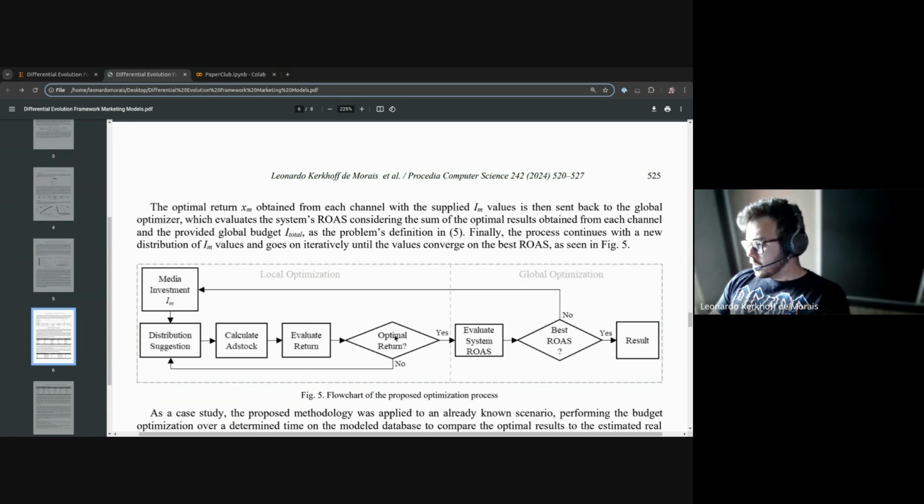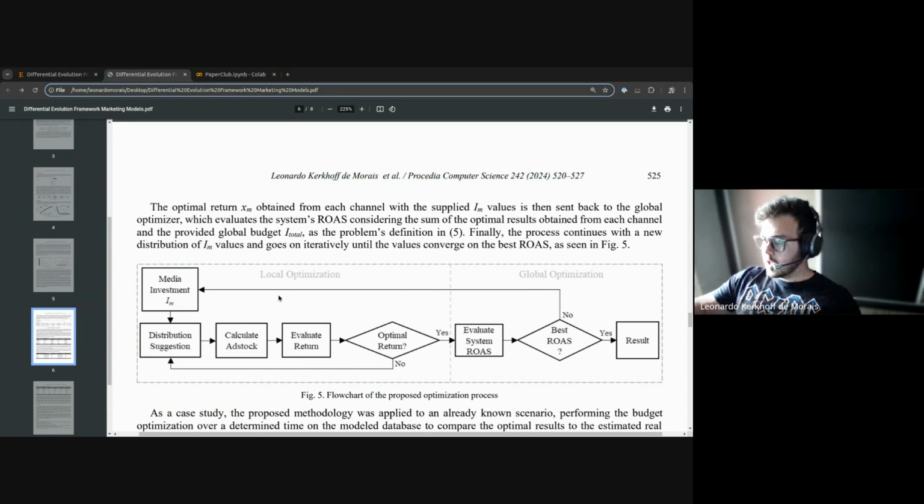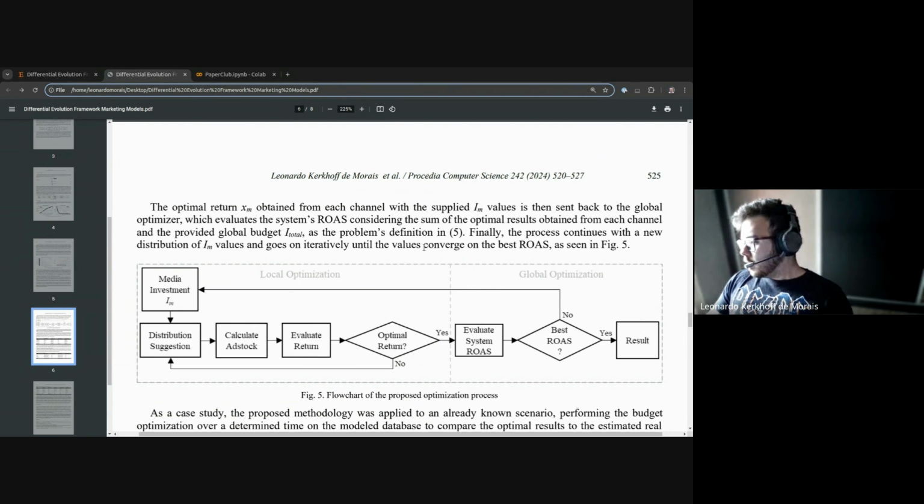If it is not at the best result, it will distribute it again over time, evaluate again the Adstock and the return, and check the result. And it will keep iterating. This is an evolutionary algorithm totally apart from the first one. Once all of the media channels have their best result for the value the global one sent them, they will send the result back to the global algorithm. The global algorithm will evaluate their ROAS, the total ROAS of the system, and will propose a new distribution of values for every media channel.